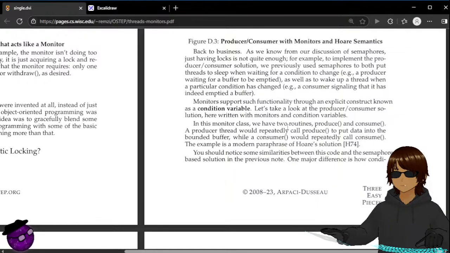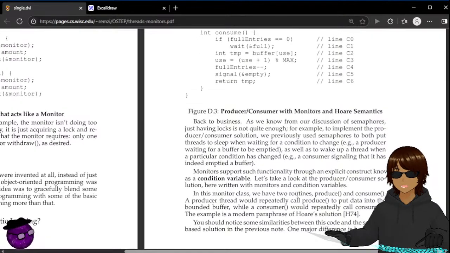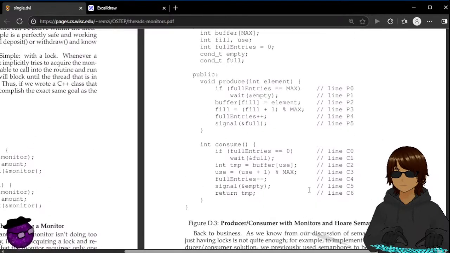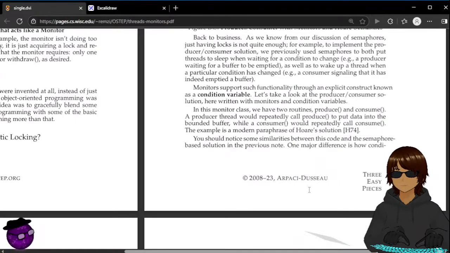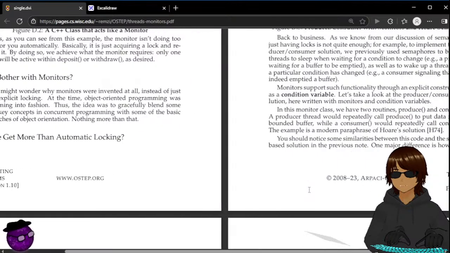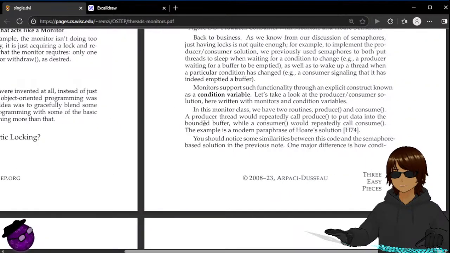In the monitor class we have two routines, produce and consume. A producer thread would repeatedly call produce to put data into the bounded buffer, while a consumer thread would repeatedly call consume. The example is a modern paraphrase of Hoare's solution. You should notice some similarities between this code and the semaphore-based solution in the previous note.